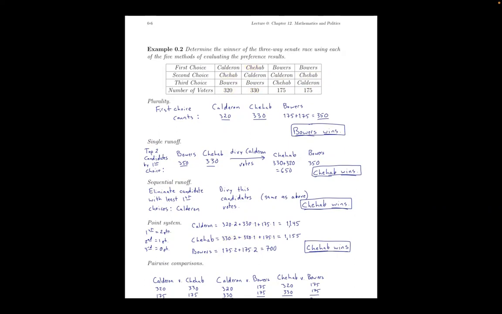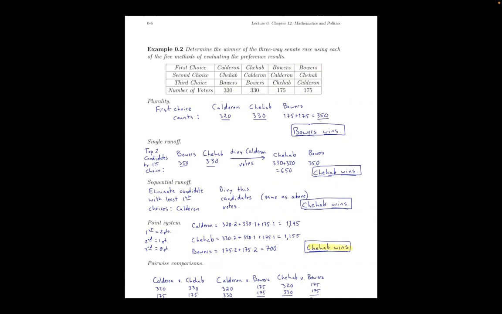And we'll do the same finally for Bowers. Bowers has 2 times 175 and 2 times 175 for both of Bowers' first place rankings. But that's all that Bowers gets. Bowers is ranked 3rd in both these preferences. So Bowers gets 0 points for both of those. So it's just the 2 times 175 and 2 times 175. That's a total of 700 points for Bowers. So again, we compare the total points of each candidate, and Shihab beats Calderon by about 10 points, interestingly enough.